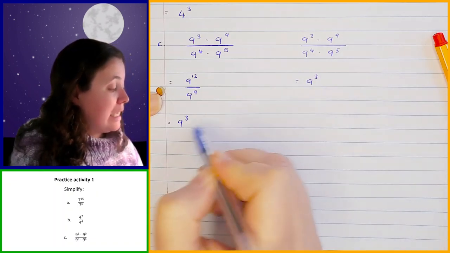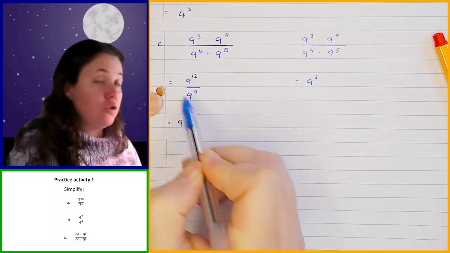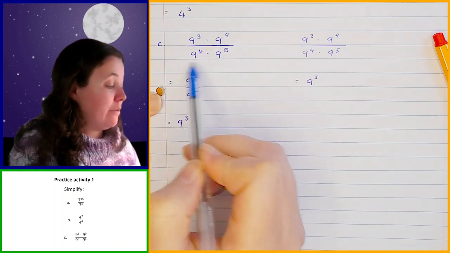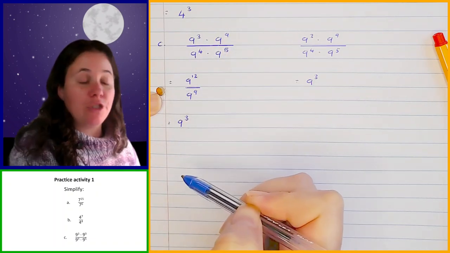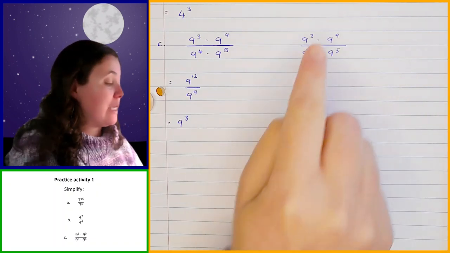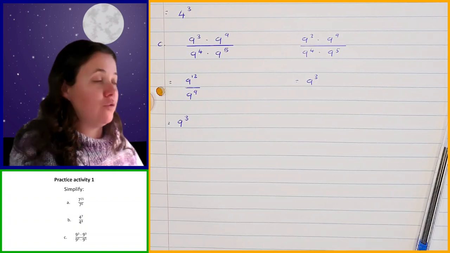So you will get the same answer, but if you're not confident doing it that way, then you can do the middle step over here where you simplify the numerator, simplify the denominator, and then do the division. I just wanted to show you that it is possible to skip straight from there to there if you want to, once you are confident using these rules.